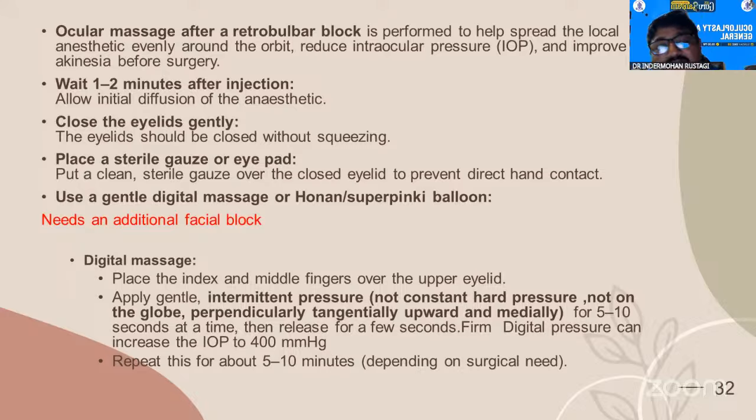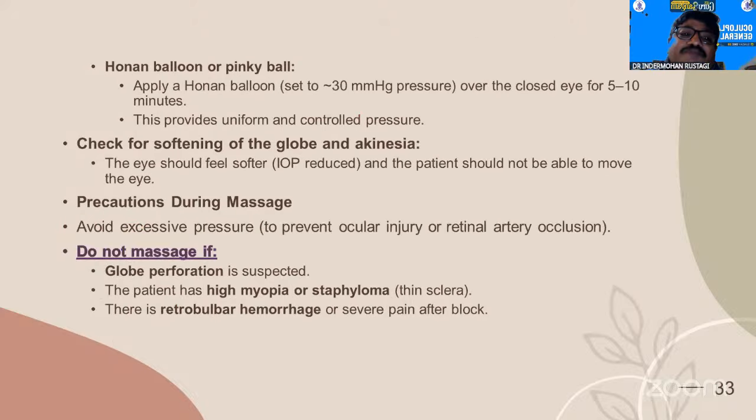In these cases, after giving a retrobulbar block, an additional facial block is also required. Another thing is that we should not give digital massage forcefully, because if you give firm digital massage, pressure can be up to 400 millimeters of mercury. That is why firm or very deep digital massage is avoided. And of course, the digital massage has to be intermittent.